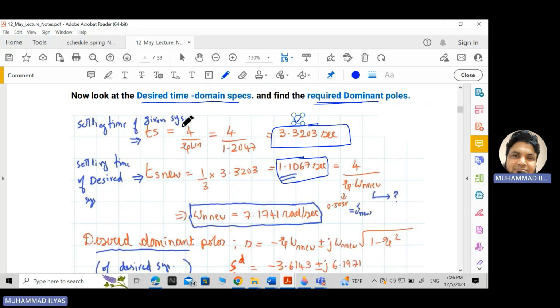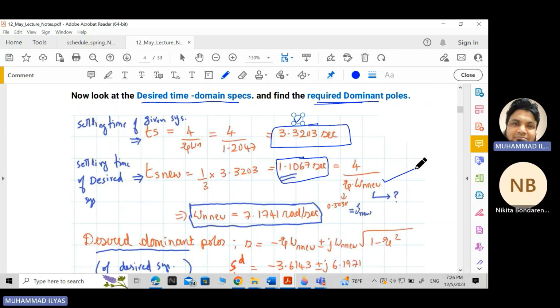Okay, so this is the new settling time of the new system, the desired system actually. So this is equal to, if we use again this formula, 4 over zeta omega n new. So from here we also need to calculate what is the new omega n. Zeta will remain the same because there is no condition that it says maintain the same damping ratio. So zeta will not change. Only the omega n will change. Settling time will change, omega n will change. So from this formula, we can calculate the new omega n.